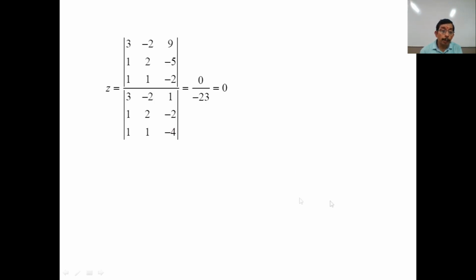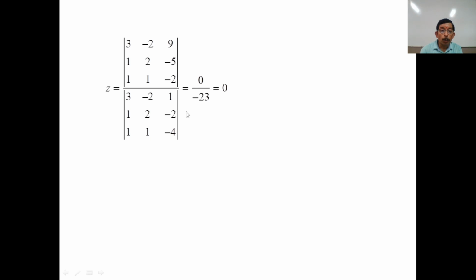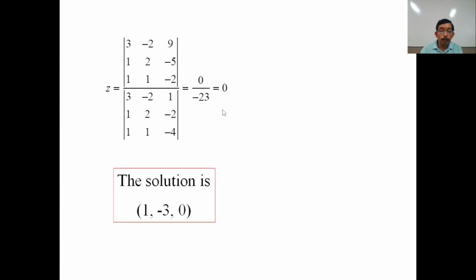And the last is z. The coefficient matrix is in the denominator. In the numerator matrix, the first two columns are the same, and the last column is changed to the constant terms, 9, minus 5, minus 2. After the division, the value is 0. Is it clear? The solution is 1, minus 3, 0.